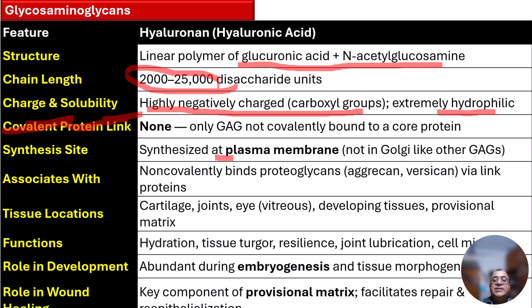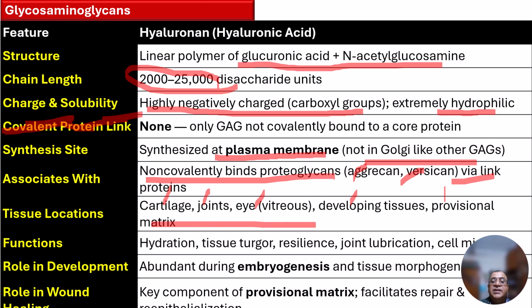They are synthesized at the plasma membrane, not in the Golgi like other glycosaminoglycans. They are associated with non-covalently bound proteoglycans such as aggrecan and versican, via link proteins or adapter proteins. They are present in cartilage, joint, vitreous humor of the eye, developing tissue, and provisional matrix. The function of hyaluronic acid is hydration to maintain tissue turgor and resilience, joint lubrication, and cell migration.